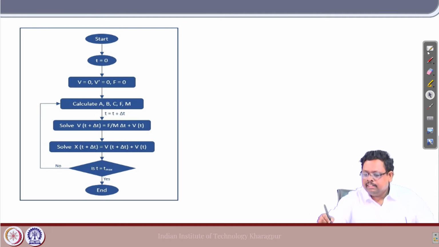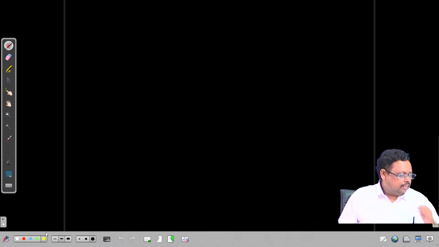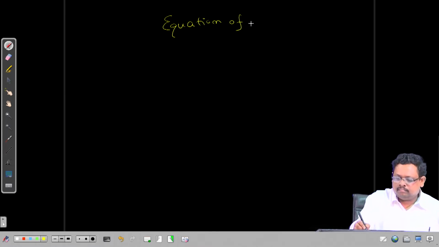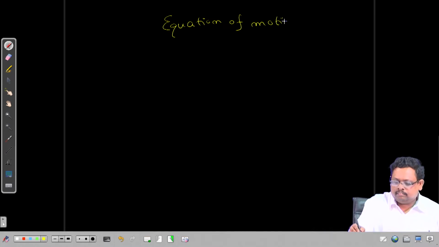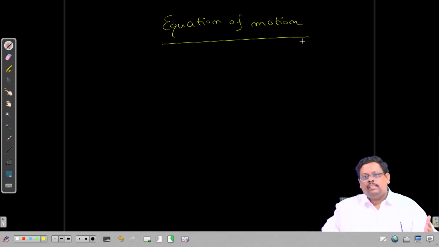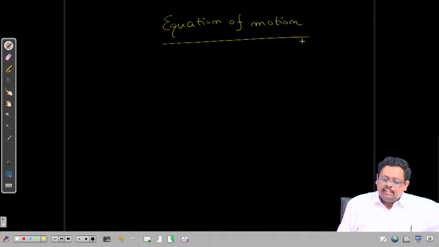Today let us do some work using a piece of paper. We are going to discuss the equation of motion. If you remember, I said a few minutes back, there are two ways of writing it, one in the time domain and one in the frequency domain. Before that, let me write the equation of motion that we discussed in my first slide.